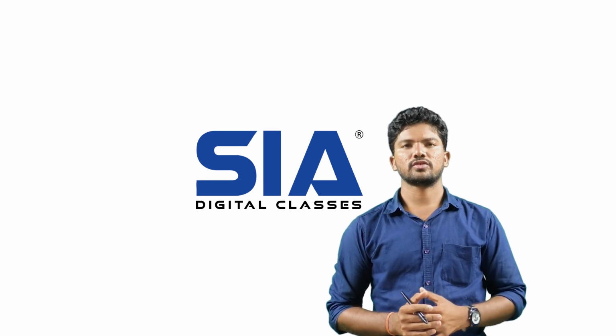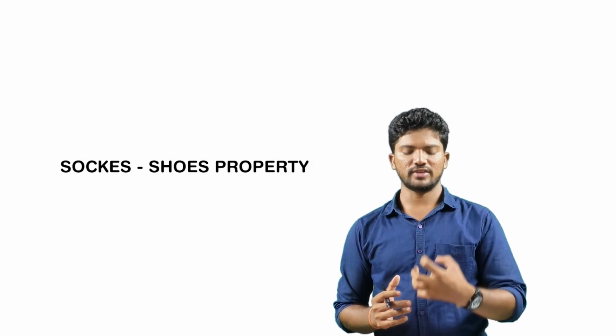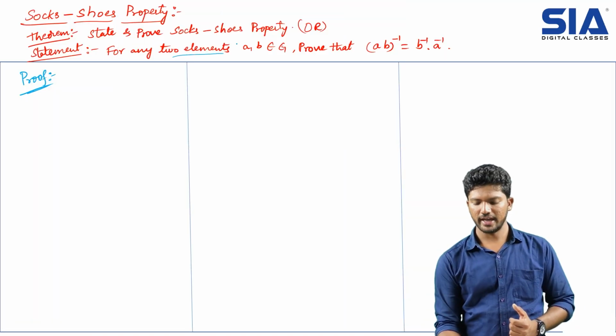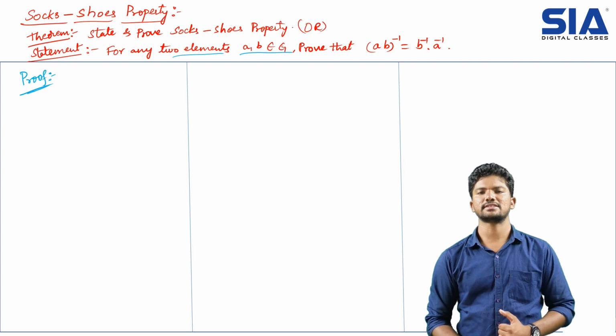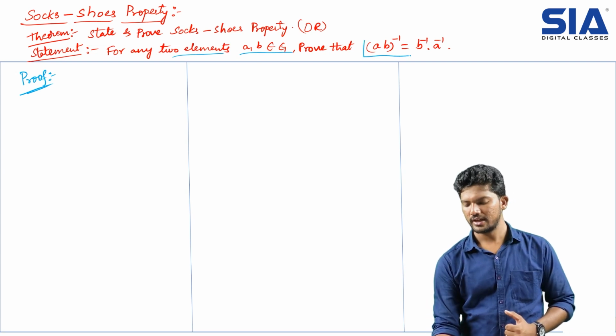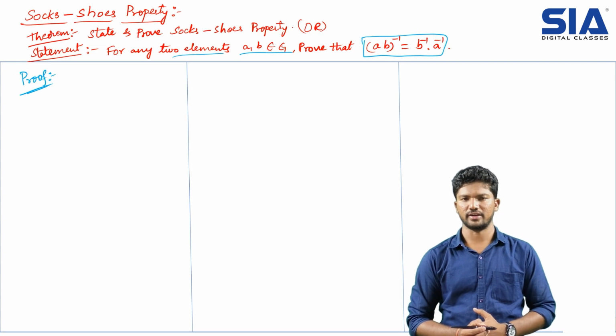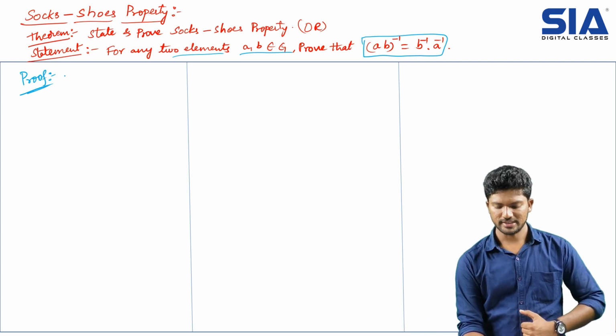In this lecture, we are going to discuss one of the important properties, the socks-shoes property. Statement: for any two elements a, b belonging to capital G, we have to prove that (a into b) whole inverse is equal to b inverse into a inverse. Okay, so let's start the proof.